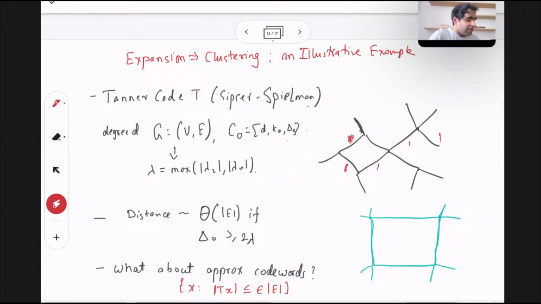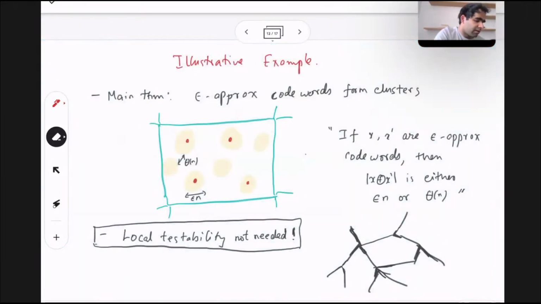But you can ask, well, what about the approximate code words of this code? So what I pointed out here is that the exact code words of the code live far away from each other. The distance is large. But how about the approximate code words? That means the set of code words that are allowed to violate a small fraction of checks. Well, in that case, the main claim that we have is that due to expansion of the graph, the approximate code words form clusters. That means they're sort of far from each other.